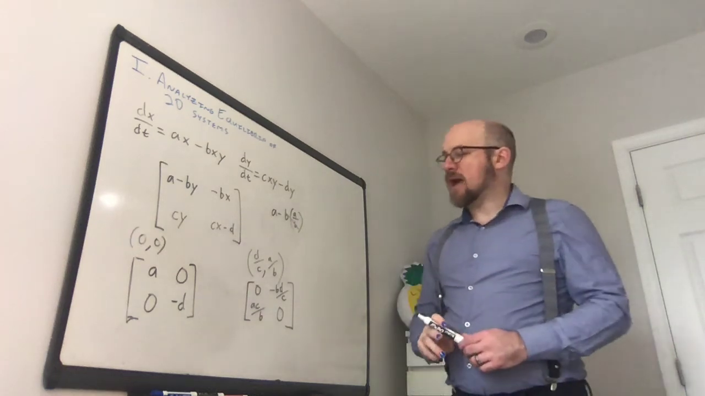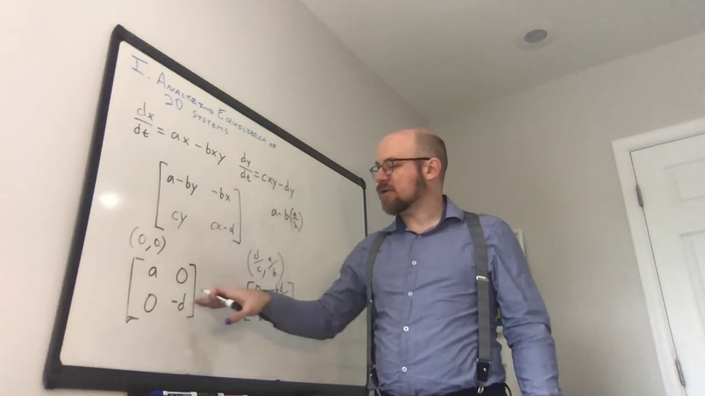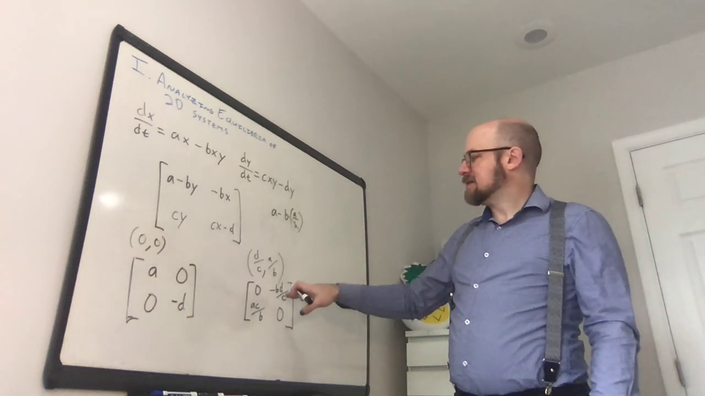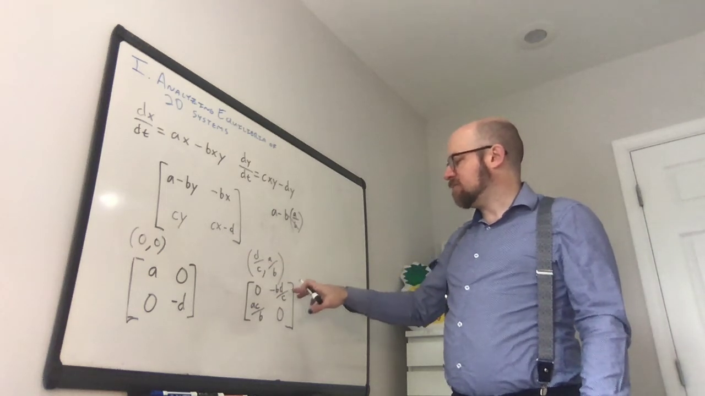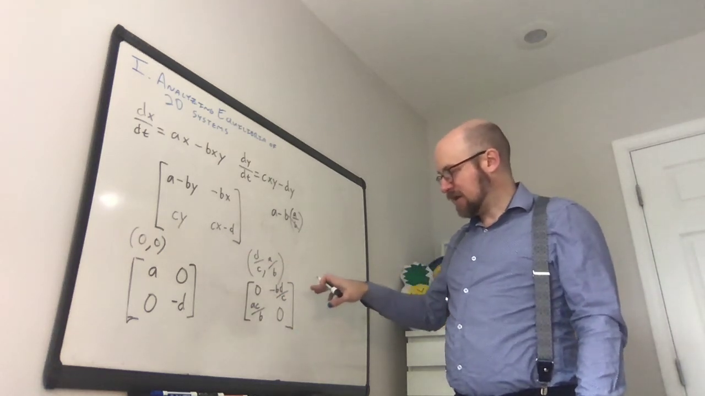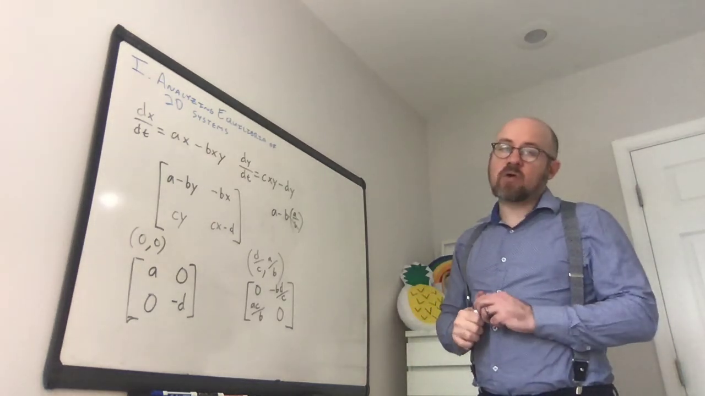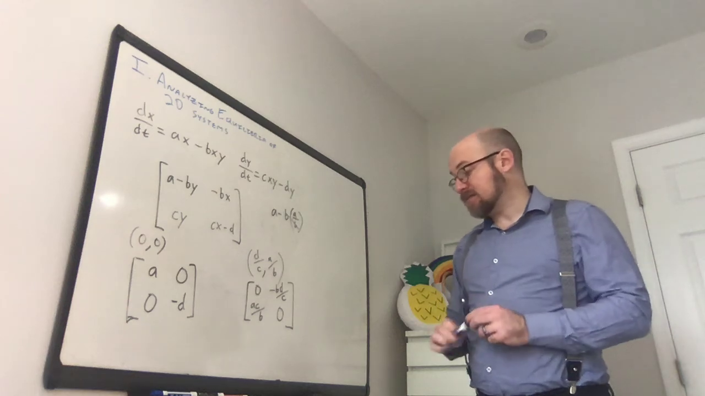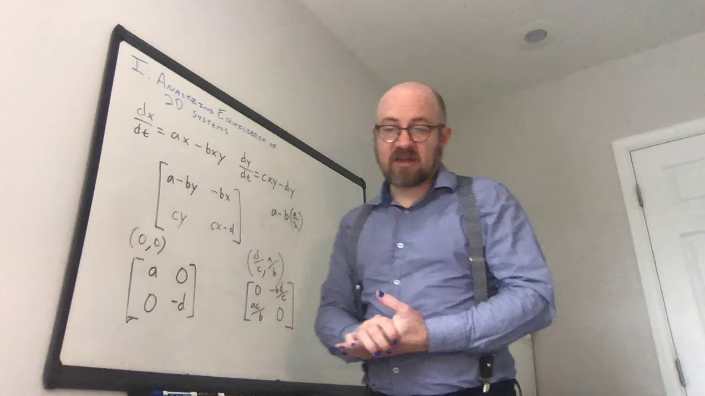Okay? So at 0, 0, we have a Jacobian matrix that looks like a, 0, 0, negative d. At d over c, a over b, we have 0, negative bd over c, ac over b, 0 as our Jacobian matrix. And so in the next video, we'll talk about what that means for the behavior of our systems and see exactly what this looks like.